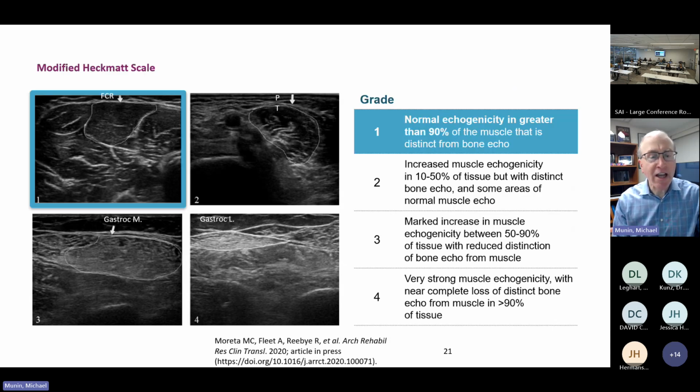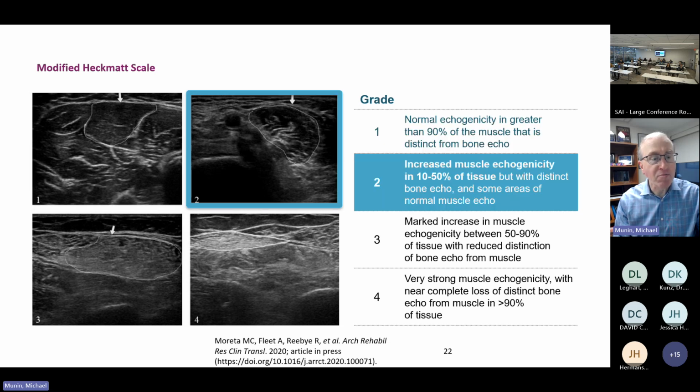So this is the modified Heckman scale, in case no one's seen this. This is a modified Heckman 1, and we have defined this as normal echogenicity in greater than 90% of the muscle that is distinct from the bone echo. And here you see the FCR muscle, kind of a beautiful looking muscle here. So that's a normal looking grade 1.